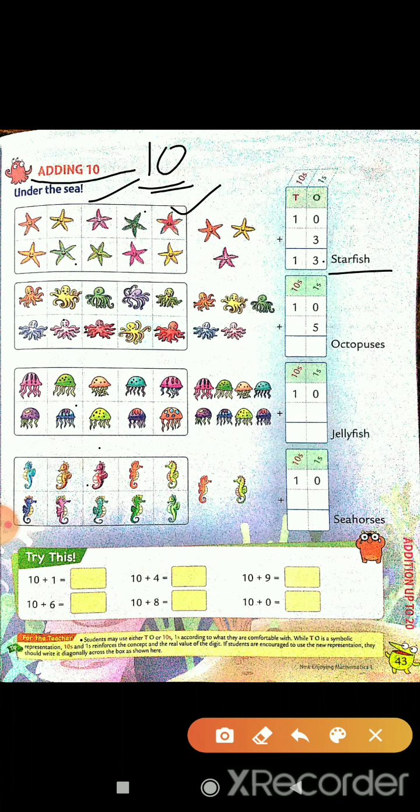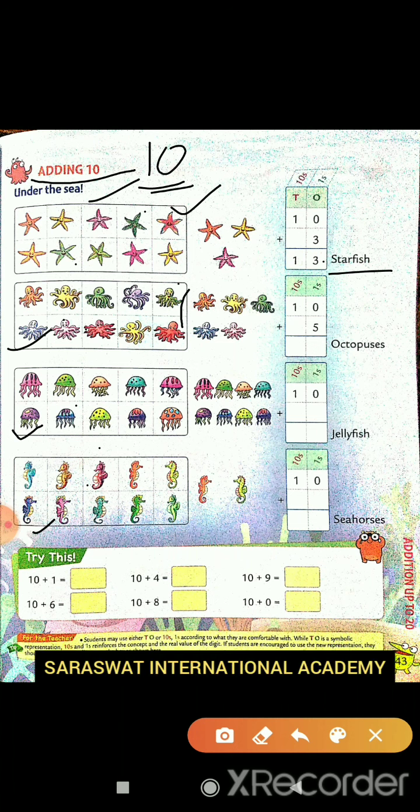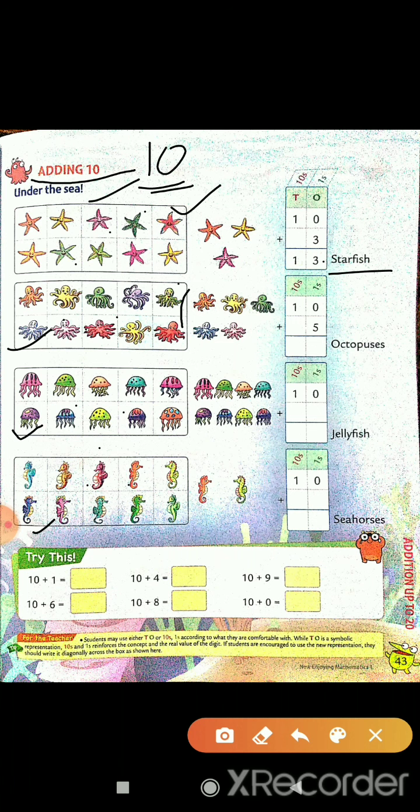How many starfish? 10. In the second box 10 octopus are there. How many octopus? 10 octopus. Then in the third box again 10 jellyfish are there. And in the last box 10 seahorses are there. Got it, students? Now these are already 10. You have to count that and you have to add the things which are outside the box.